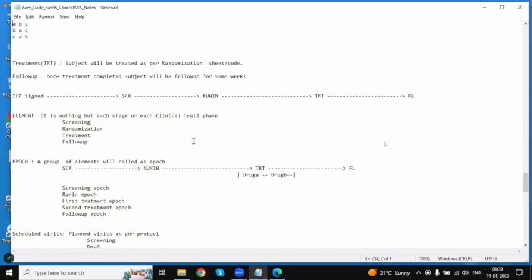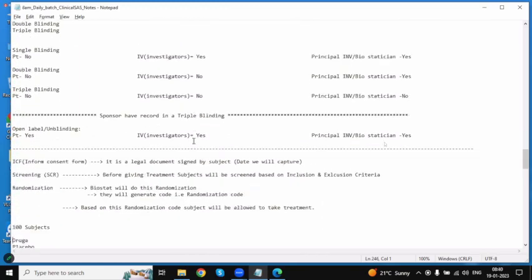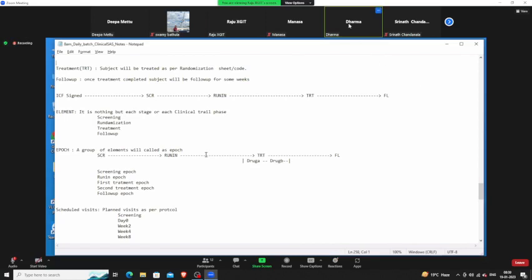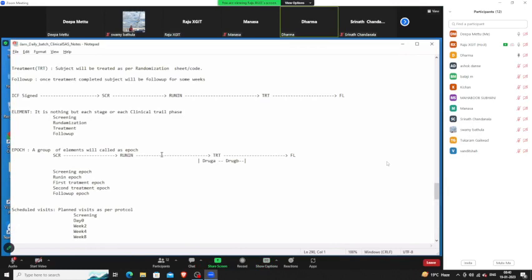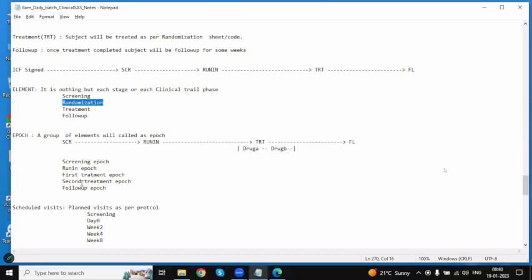Any questions, anyone? In the definition, you also mentioned epoch is a group of elements, right? Correct. So here, let's say randomization is also one epoch? It can be considered an element too. Each one is one element. Randomization is one element, treatment is one element. All together we call it an epoch. When you go to the derivation level, you will understand it clearly.